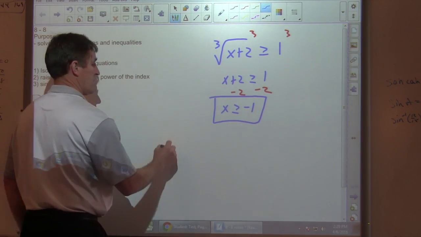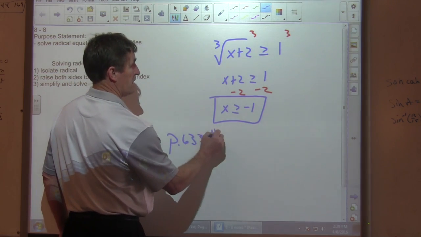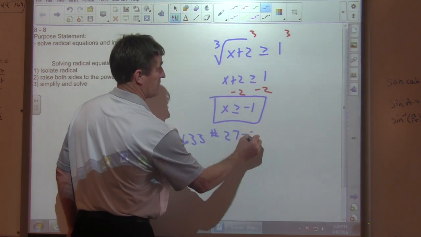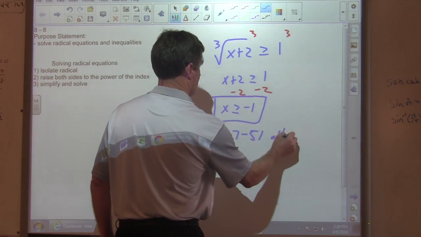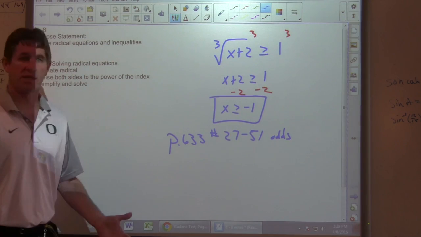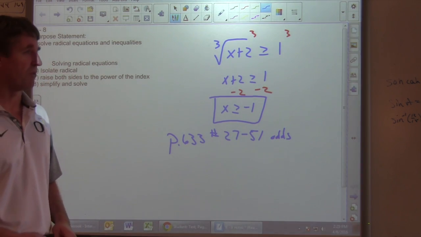So those are examples. Hopefully that's helped. Your assignment is page 633, numbers 27 to 51, the odds. So hopefully all those examples helped. There's more in the book if you need them. So good luck.